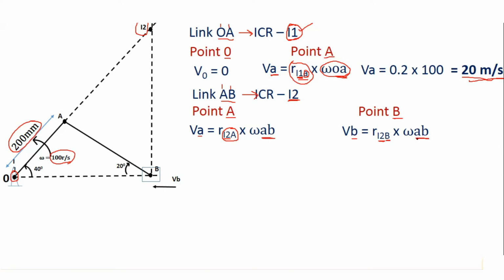Now what is the next step? The next step is to find out this RI2A and RI2B. After finding these distances, we will substitute in this formula to get the required answers. So let us see what these RI2A and RI2B are. You can see that I2A is this distance and I2B is this distance.